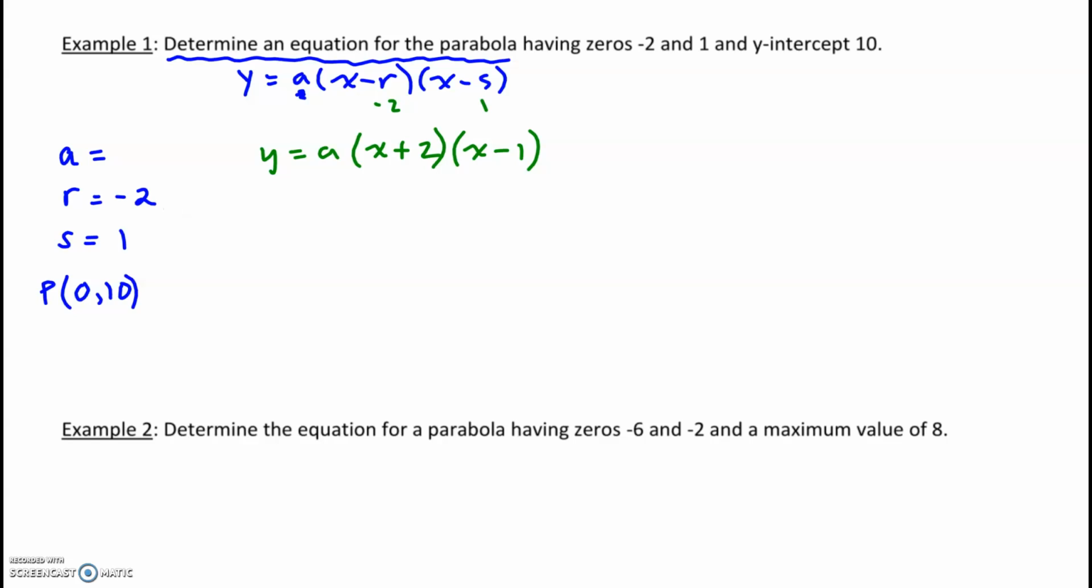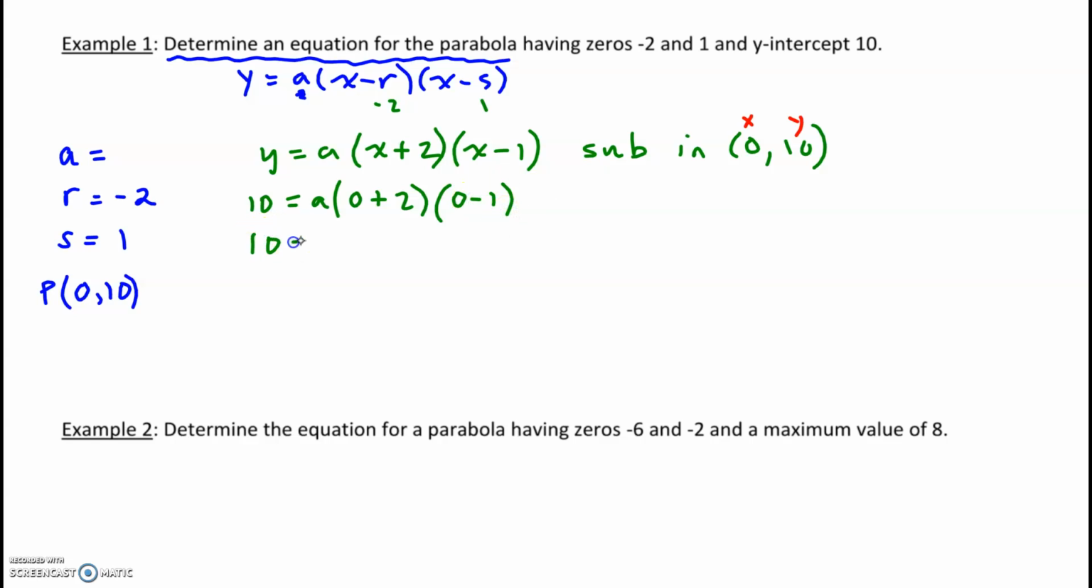All right, now all we need is the a value, and we're going to find the a value by subbing in the y-intercept, subbing in that point that's on the parabola. So we're going to sub in (0, 10). Okay, when we sub this in, we know 0 is the x value and 10 is the y value. So the 10 is going to sit out front, so 10 equals a. The 0 is going to go where x is, so that's 0 plus 2. And the 0 goes again where x is, 0 minus 1.